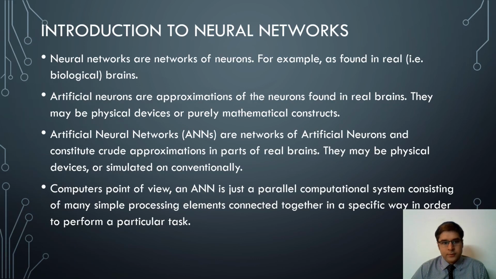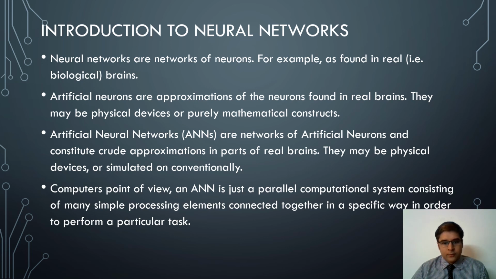Introduction to neural networks. Neural networks are networks of neurons, for example, as found in real, that is biological brains. Neurons exist in biological brains that help an entity to perform a specific task or achieve knowledge. Artificial neurons are approximations of the neurons found in real brains. They may be physical devices or purely mathematical constructs. So the artificial neurons are replicas of real neurons.